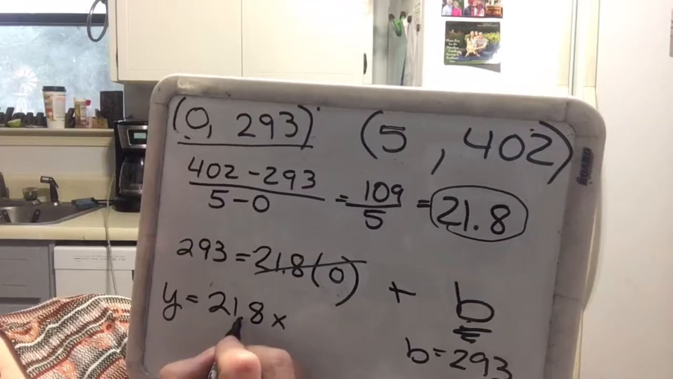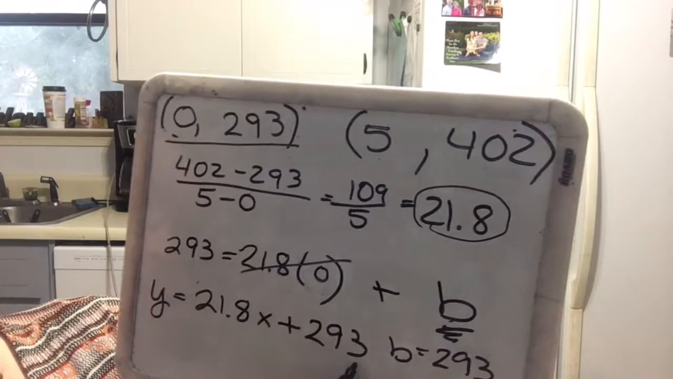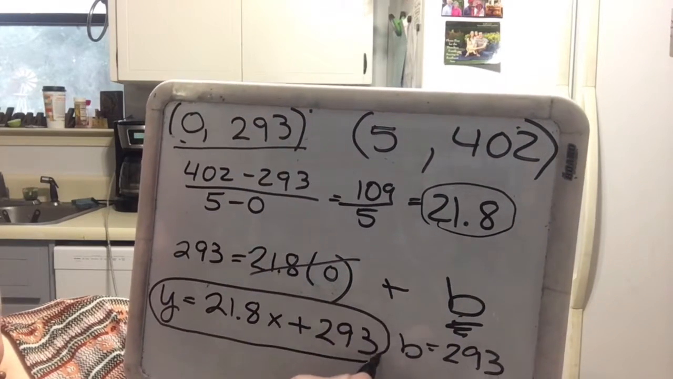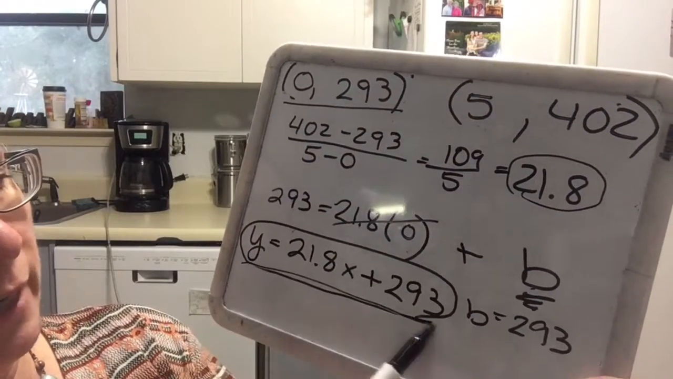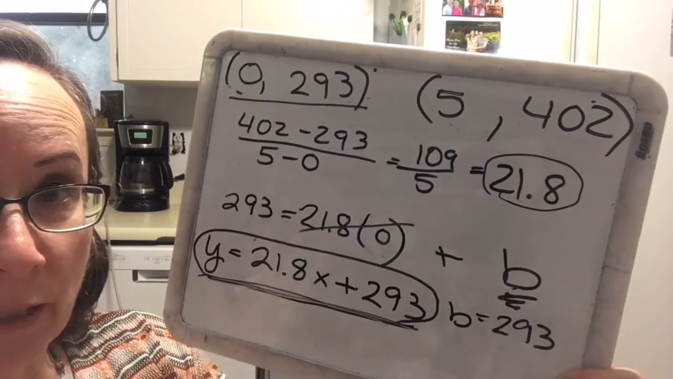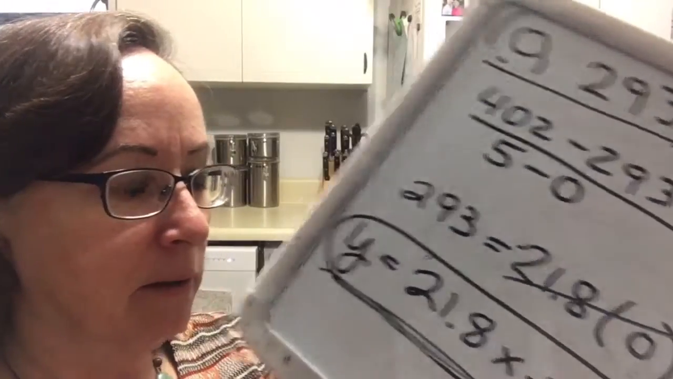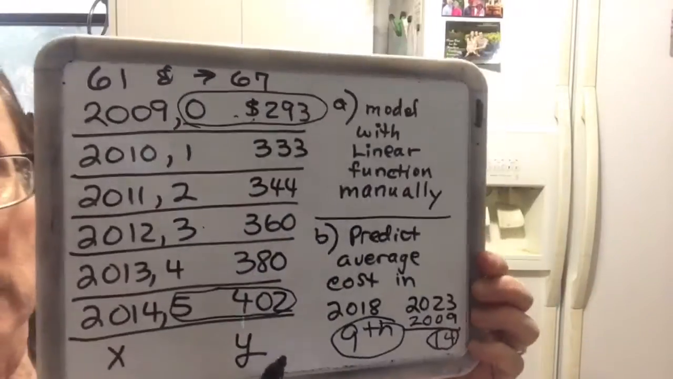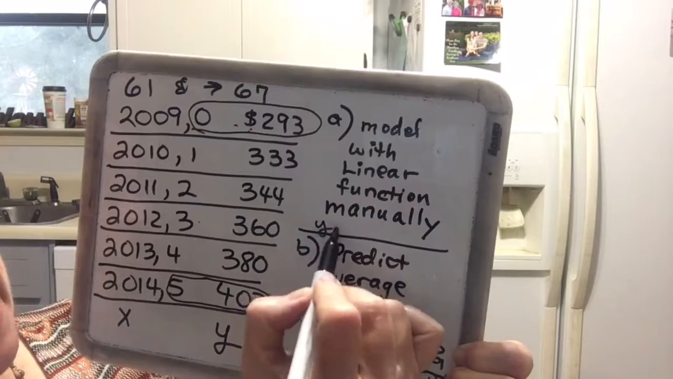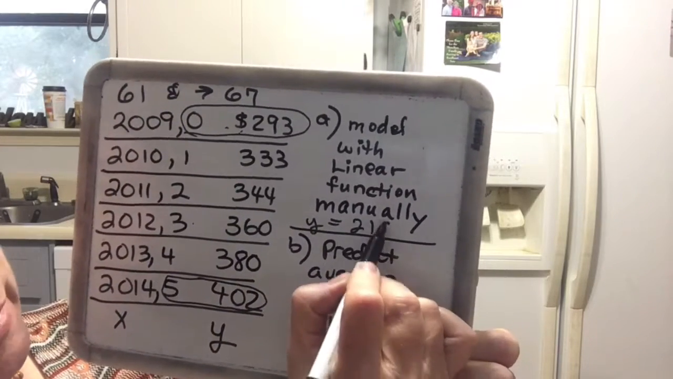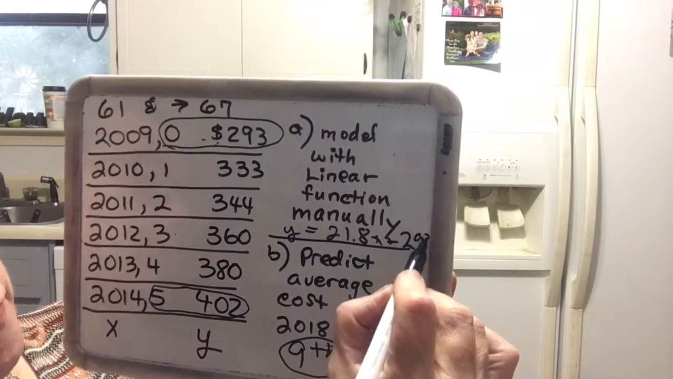Okay, so our equation is going to be y is m, 21.8 x plus the b, which was the y-intercept, 293. That's what we get for our equation of the line, which again would change depending on which of the points we took. But taking this equation, if we're looking back at our little instruction page here, we just did A, okay? And we got y equals 21.8 x plus 293.